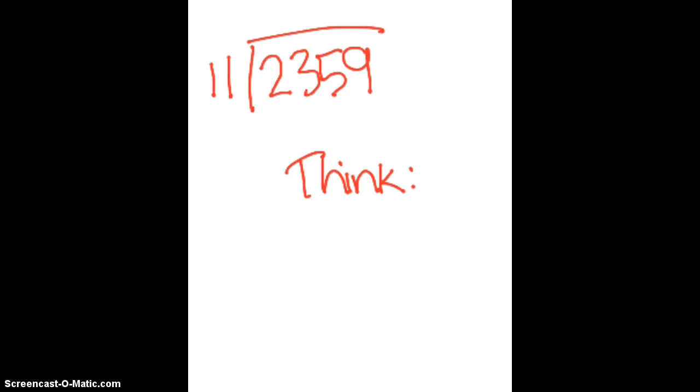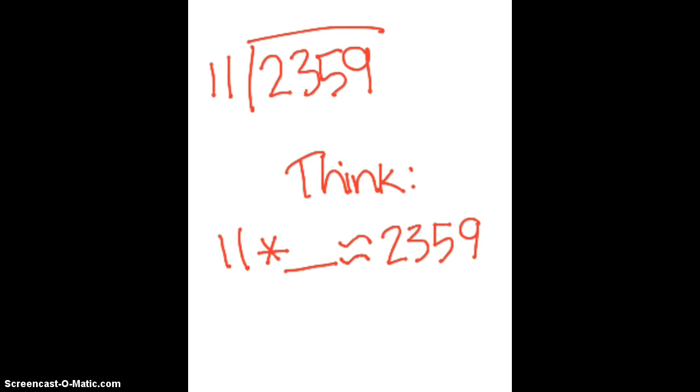All right. So I'm going, well, man, I don't know. I'm not sure where to start if I'm trying to estimate. Remember, we talked about thinking multiplication. So we're going to think 11 times what is about, or gets me close to, there's that funky little symbol again, 2,359. Well, 11 times 1 is only 11. So let's think about 11 times 10. That would be 11 with a 0, 110.